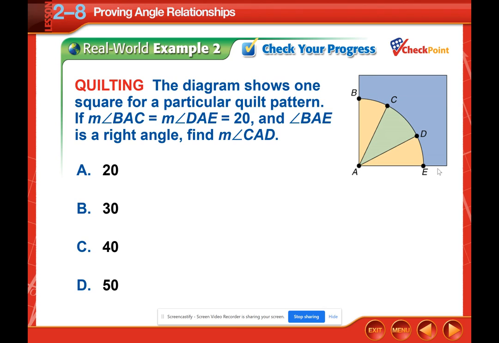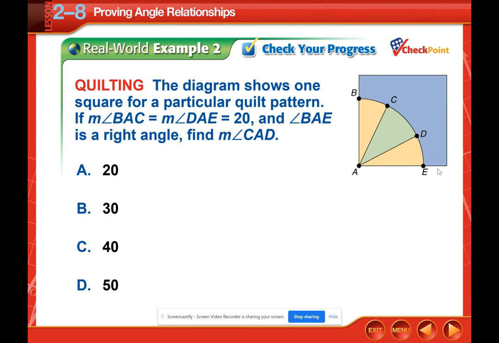Here's another example. The diagram shows a square for a particular quilt pattern. This is just one square within the quilt. We have an angle BAC, that's that first beige part, which equals the measure of DAE, which is the beige part on the bottom. And we know that BAE is a right angle. From that information, we need to determine what is angle CAD.